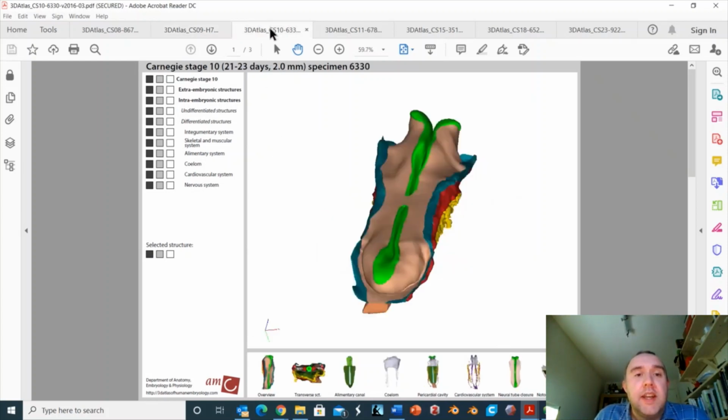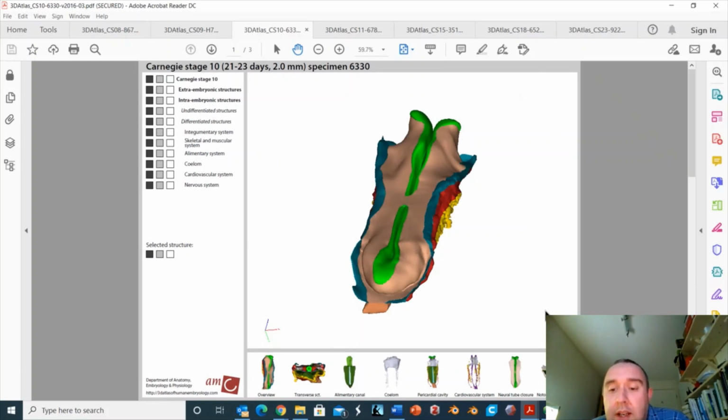Now, in this next stage, it's around about 22 days of age and 2 millimeters long. We see something interesting has occurred. Once again, we've got the ectoderm here, which is going to form the skin in pink, and we've got the neuroectoderm here in green. And notice now what has happened. What has happened here is that the neural tube at this point has fully invaginated. The neural tube has fully invaginated.